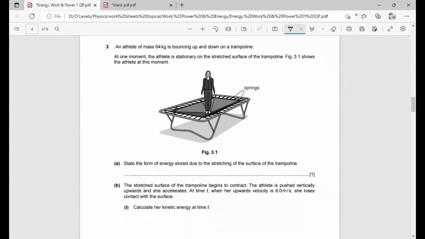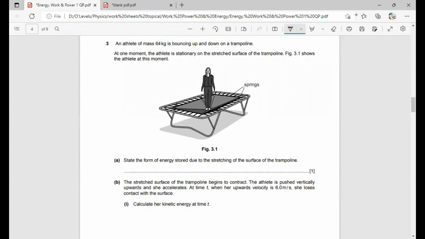Now, question 3. An athlete of mass 64 kg is bouncing up and down on a trampoline. So this athlete is actually jumping on a stretching object. State the form of the energy stored due to the elastic stretching of the surface. Elastic potential energy.